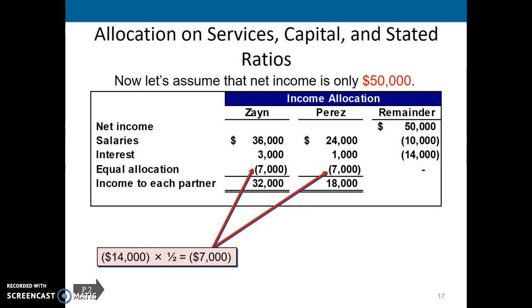So we have a negative $14,000 that has to be allocated. So we have $14,000 divided by 2. There's a $7,000 negative amount that has to be applied equally. So instead of getting that full amount that they would have when they had $70,000, that equal allocation is $7,000 each, but it's a negative. That reduces how much income goes to each partner because there's only $50,000 to distribute. So we can see that Zane is going to have income of $32,000 and Perez is going to have income of $18,000.